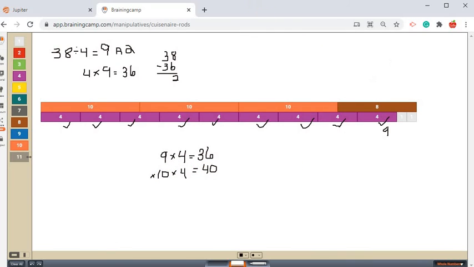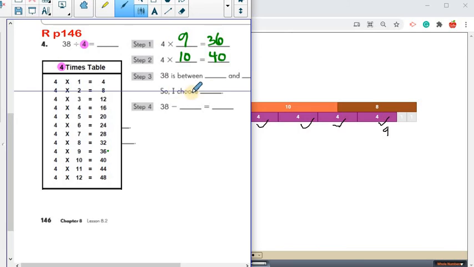And we saw what happened with the blocks. So I have the same math problems going on right here. And now I'm thinking about this. I'm thinking about 38. 38 is my target. 38 is between 36 and 40. Now 40 is too big, so I choose 36.